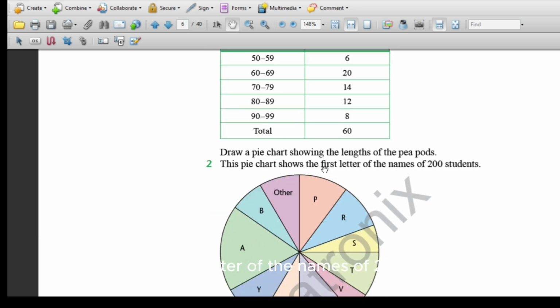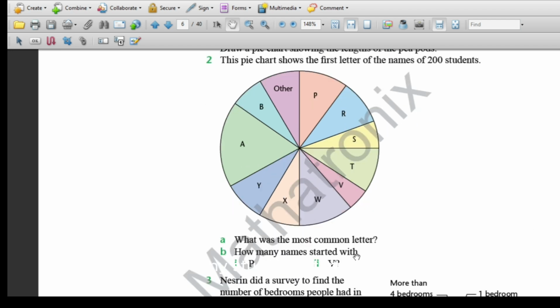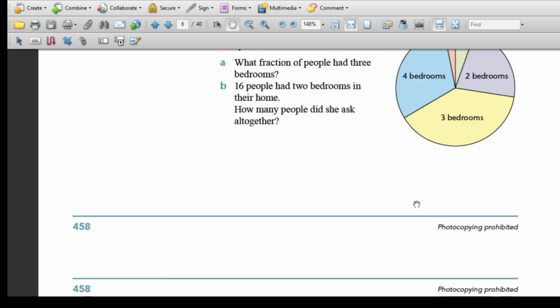The pie chart shows the first letter of the names of 200 students. So the numbers of students with different initial letters are represented in these sectors. So 200 students is equivalent to 360 degrees. What was the most common letter? We can see the largest sector is A, covering the most area, so the most common letter is A. How many students started with P? This sector represents P, and this sector represents V, which is almost half. So we will solve this question number 2 here.